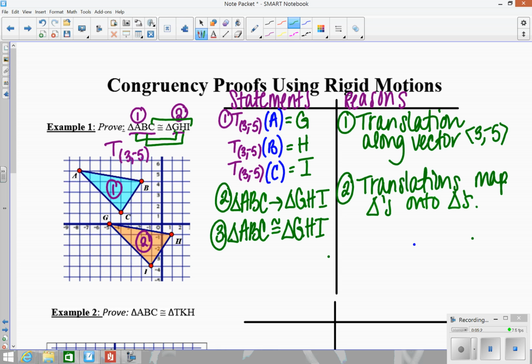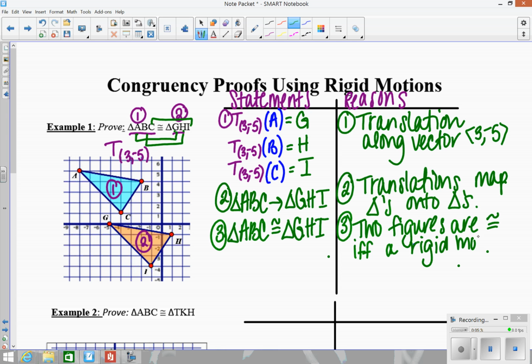So, same reason that we've been using the last few days. So, two figures are congruent if and only if a rigid motion maps one onto the other.